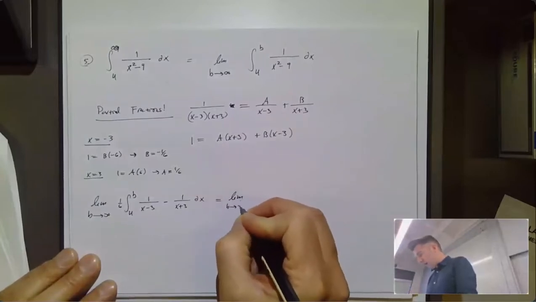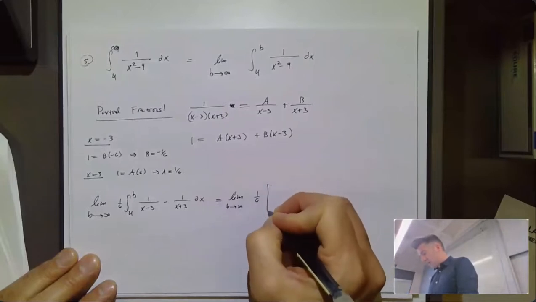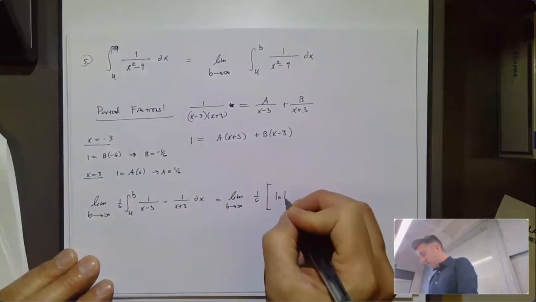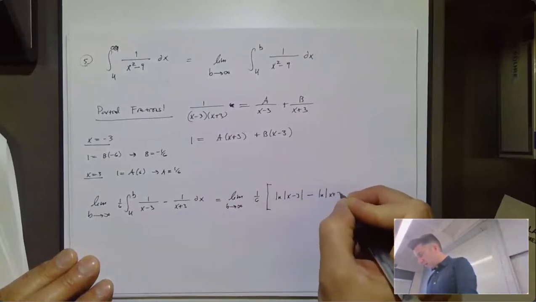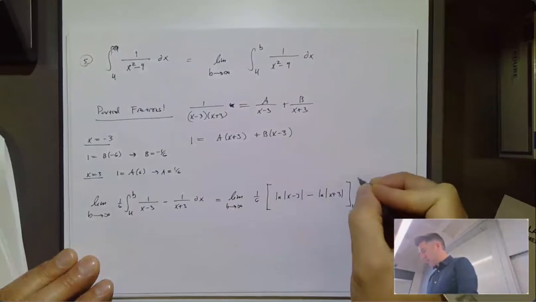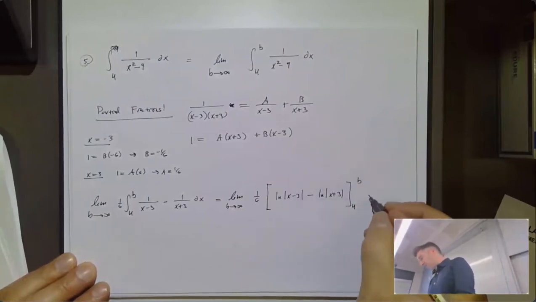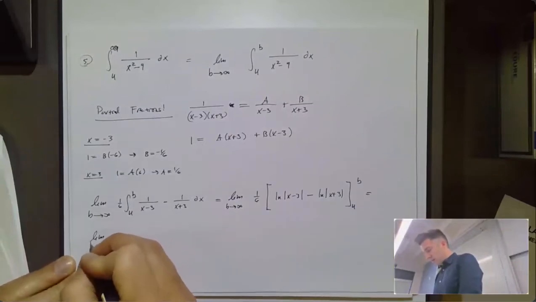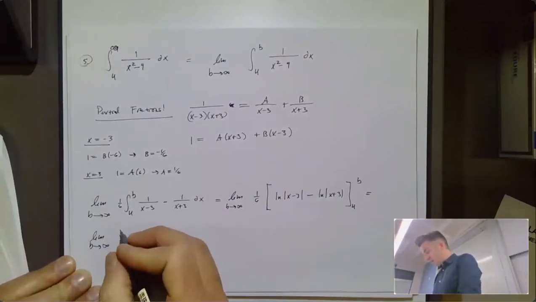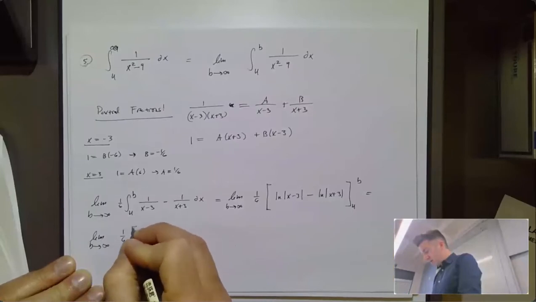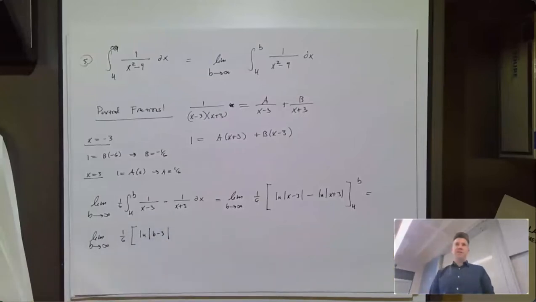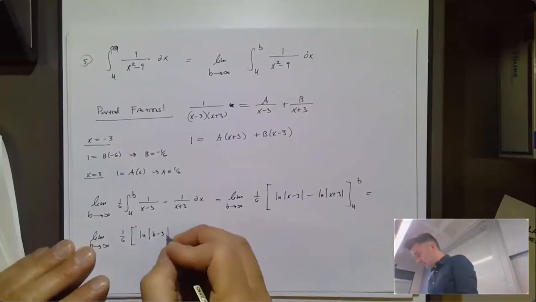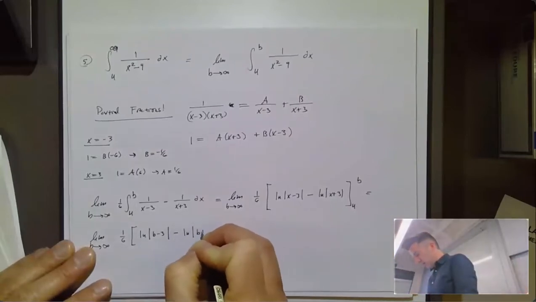So now we're going to integrate. We still have the limit hanging out in front and the 1/6. The integral of 1 over x minus 3 is the natural log of the absolute value of x minus 3. The integral of 1 over x plus 3 is the natural log of the absolute value of x plus 3, from 4 to b. And then we're going to plug in our limits of integration. So we're going to get the limit as b approaches infinity of the 1/6 times the natural log of the absolute value of b minus 3. You don't really need the absolute values here since b is going to infinity. B minus 3 is certainly positive, but it's also fine to write them. Minus the natural log of the absolute value of b plus 3.